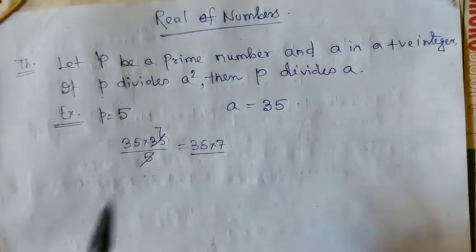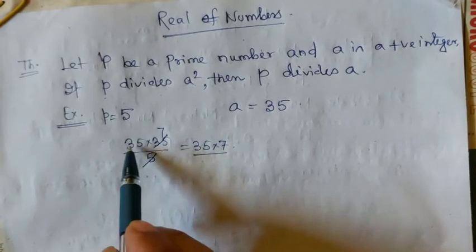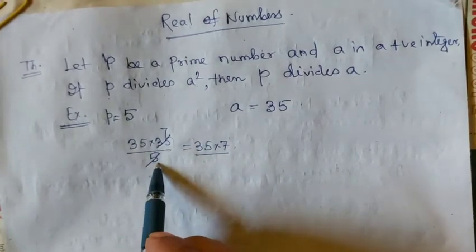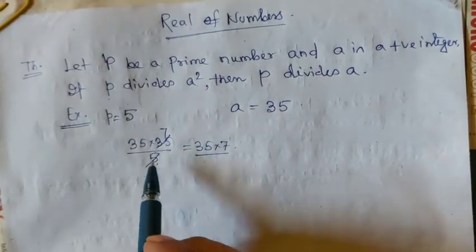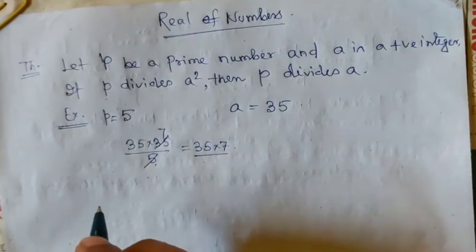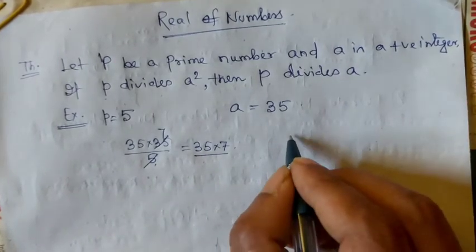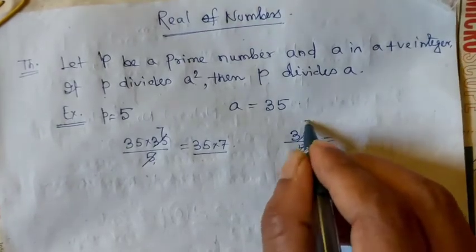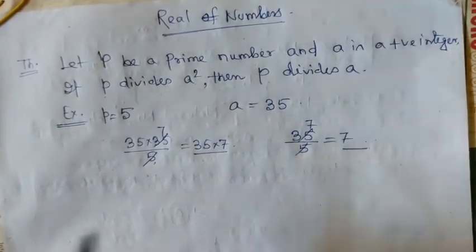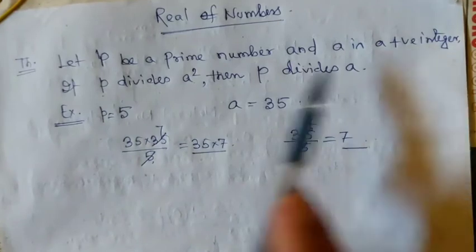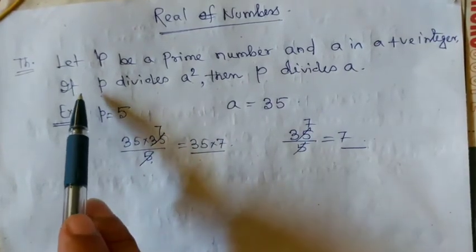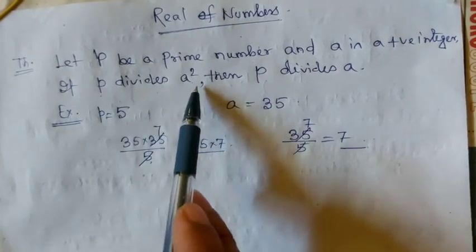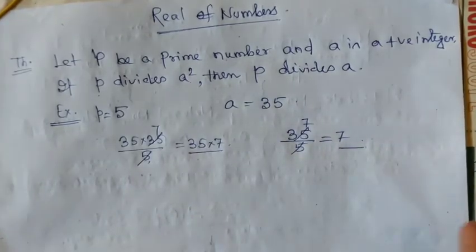Okay, so 35 into 35, the square, has one factor, this one is p, that is 5. Then 35 has one factor, this one is also 5. So 35 is also divisible by 5. Okay, so that's why if p is a prime number and a is a positive integer, if p divides a square, then p divides a.